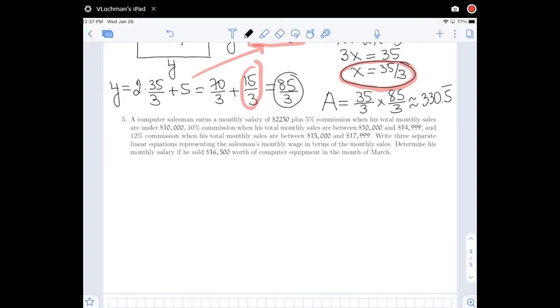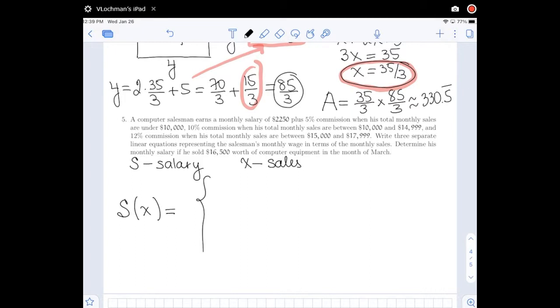Okay, so here you have a lot of information and a lot of numbers, but the solution is actually pretty simple. It says write 3 separate linear equations representing the salesman's monthly wage in terms of the monthly sales. I am going to use different notation here. S is going to be the salary, and X is going to be sales, his personal sales, how much he's done. So S as a function of X.